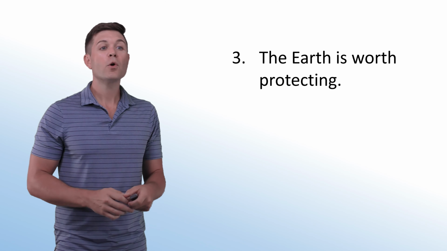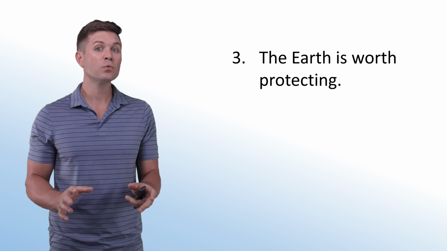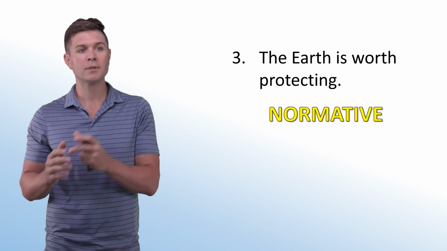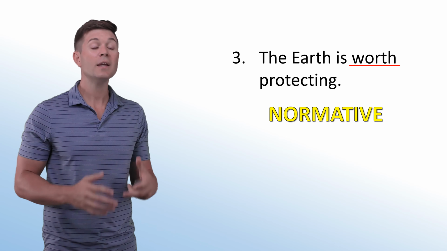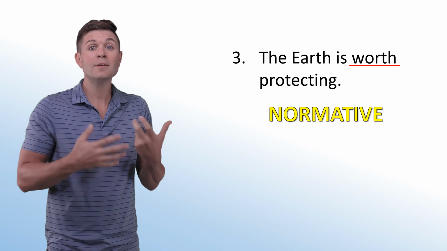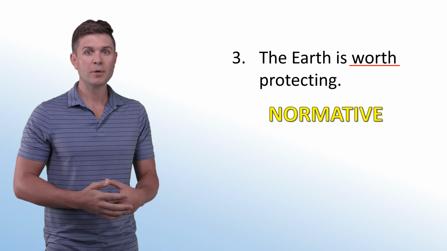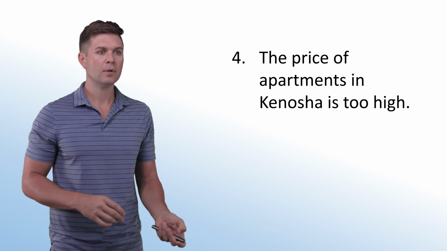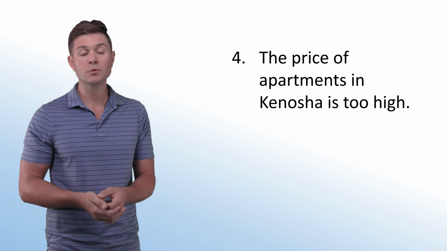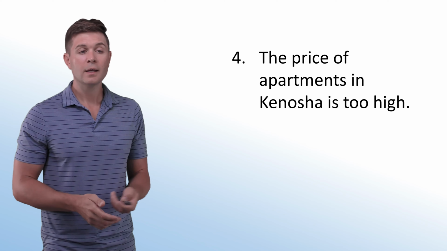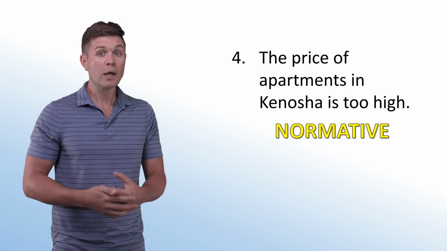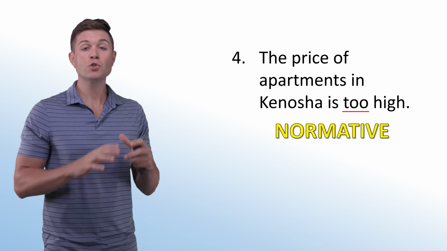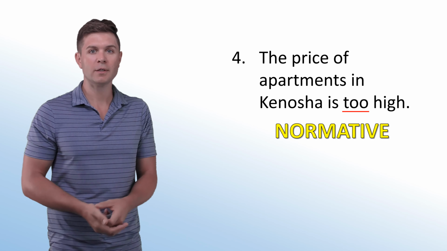Number 3, the earth is worth protecting. Now this one is a normative statement. We have people that believe one way, we have people that believe another way, and the key word here is worth. All right, it's not something we can test. Somebody's worth something, if it's worth doing it. It's a normative statement. Number 4, the price of apartments in Kenosha is too high. All right, this is a normative statement. A lot of people might believe this, but how do we test a statement like too high? What are we comparing it to?